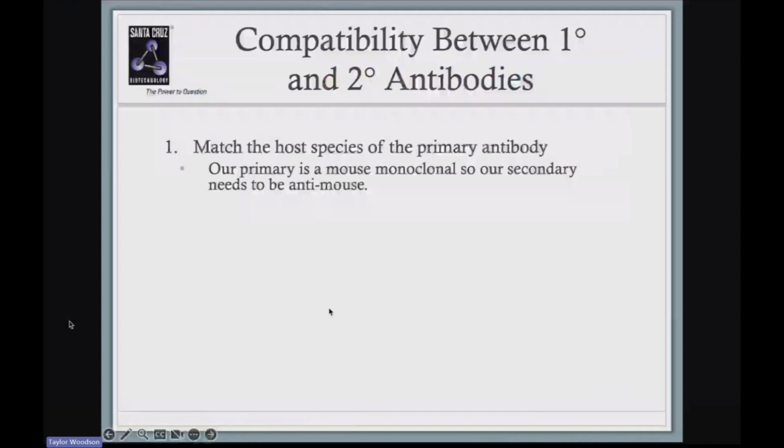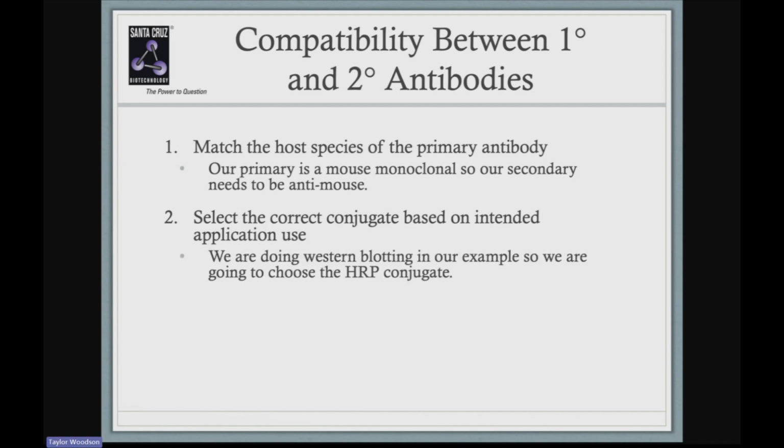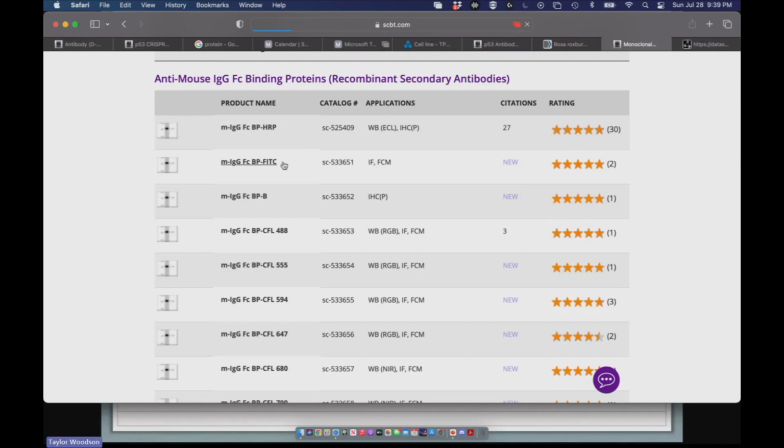Now, what's our second thing that we have to look at? Selecting the correct conjugate based on intended application use. We're doing Western blot, remember, this is the application in our example. So we're going to choose an HRP conjugate. Now for staining such as IF, you would want to use an Alexa Fluor, or for IHC or ELISA, you could also use HRP. Again, it really just depends on what the researcher wants to do. But let's go back to our list here. So we want an anti-mouse and we want an HRP.